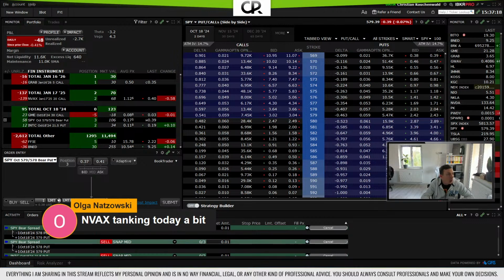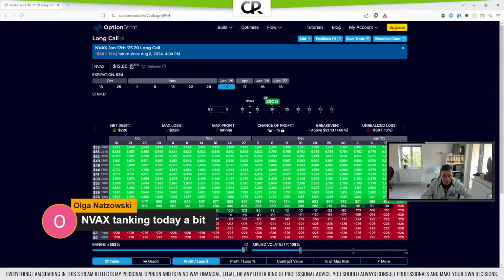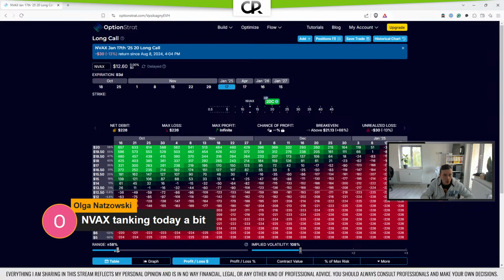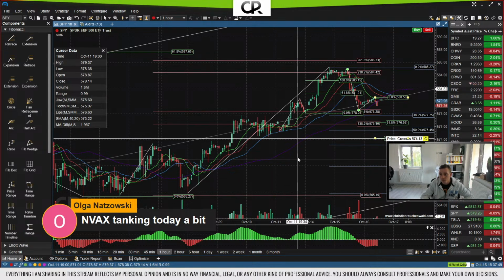So in Novavax, we have an option play that expires in January. That option play has no maximum profit, so if I'm right, profit could be quite huge. If I'm wrong, the risk, however, is relatively limited, with $226 for the options in general. We still have a little bit of time here, but right now the option is slightly in the red, as we can see. We are at a 50% loss on that option.